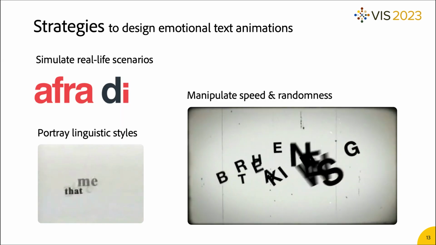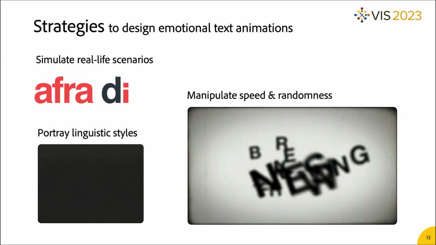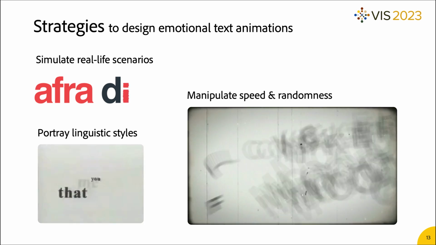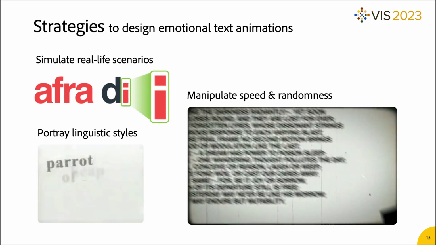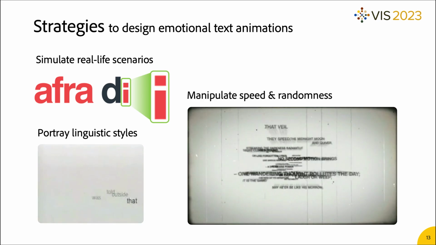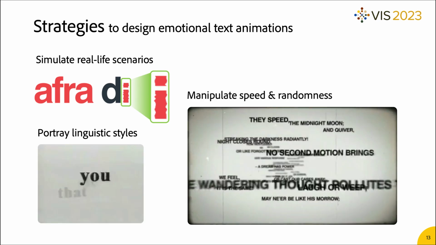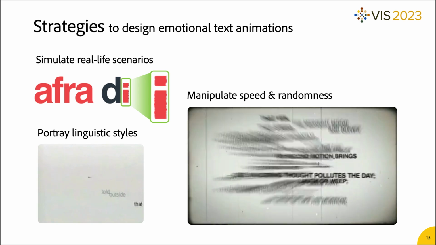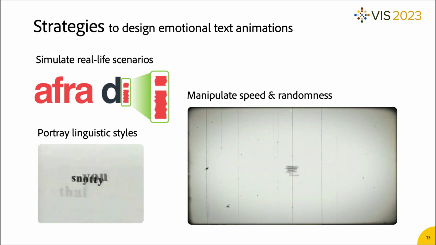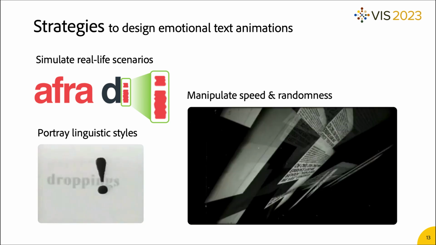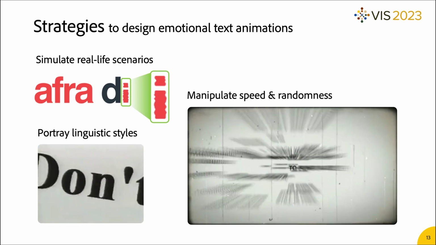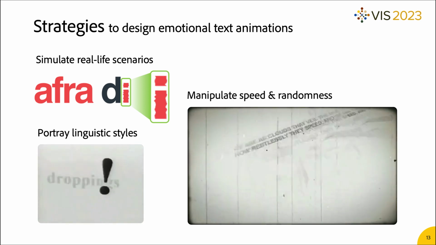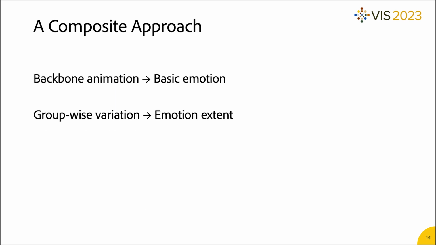In terms of strategies to inject emotions, we extracted 3 themes. The first is to mimic real-life scenarios. This example here moves the letter I to the corner and makes it tremble, resembling being afraid. The second strategy is to portray linguistic styles. Like in this example, the text size corresponds to the speaker's volume. And the last is to manipulate speed and randomness, where there are multiple text elements.